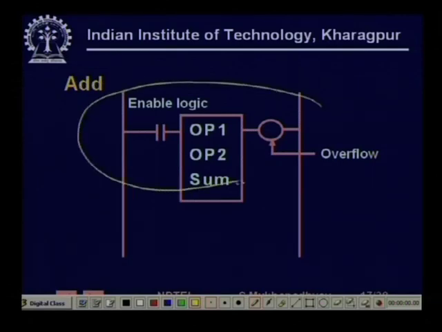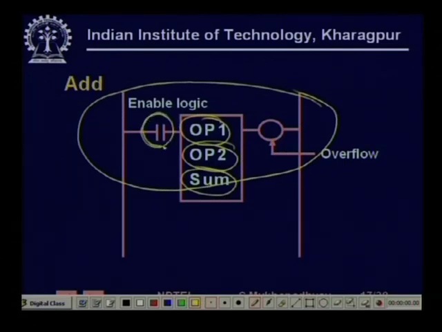So, in our format, by this diagram we are saying that if you put this rung, when this rung will be executed, basically two operands, operand 1 and operand 2, will be added and their sum will be put at the location sum, provided this enable logic is on.